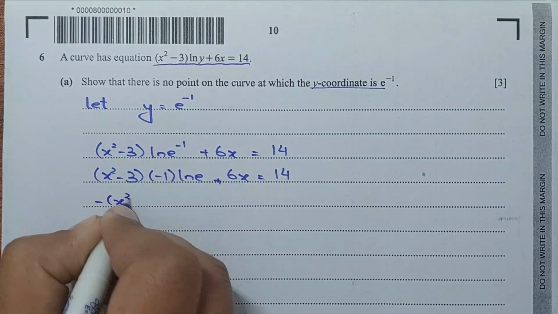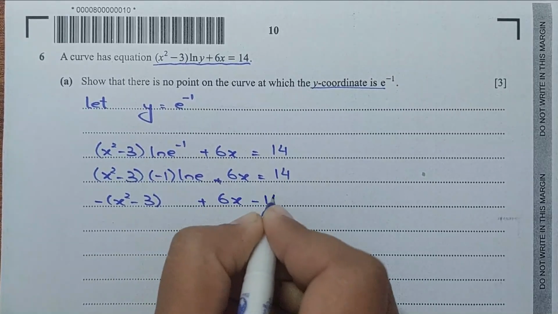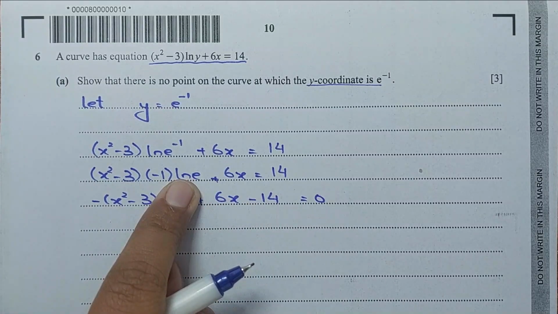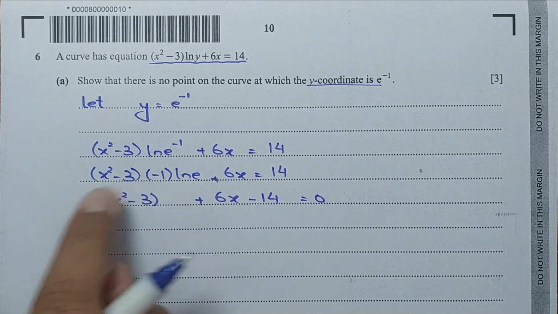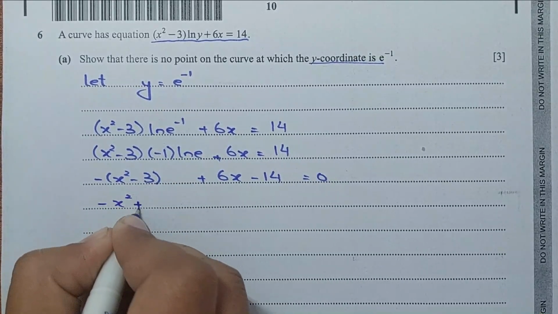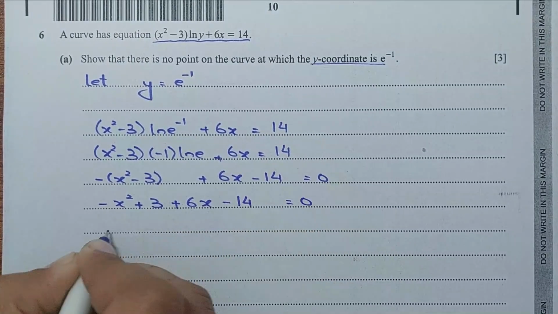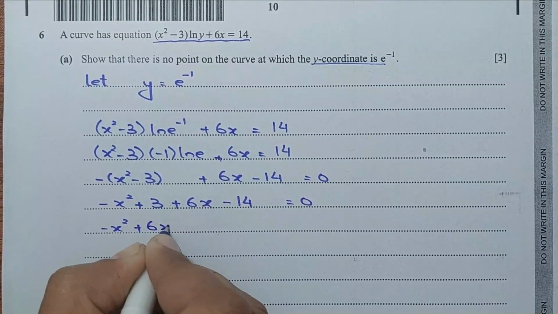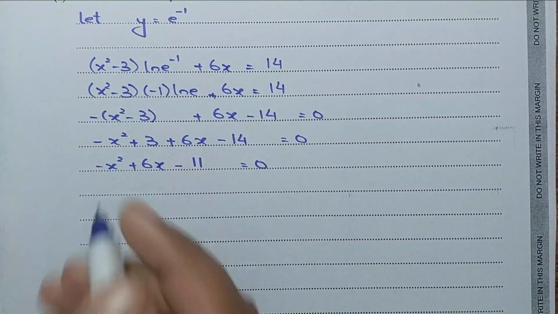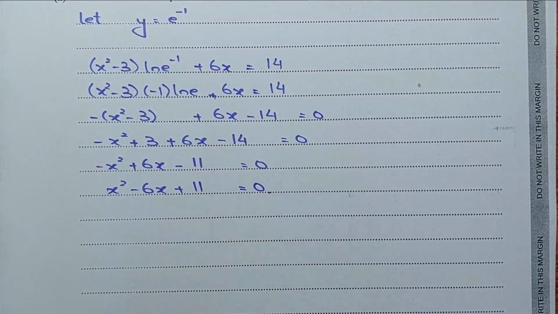This is negative x square minus 3, and ln of e is just 1, plus 6x minus 14 equals 0. So in this step I shift the 14 over here, and natural log of e is just 1, and this minus 1 shift over here. So we have minus x square plus 3 plus 6x minus 14 equals 0. Minus x square plus 6x, and from 14 take away 3 is negative 11, equals 0. Or take the negative sign common: x square minus 6x plus 11 equals 0.